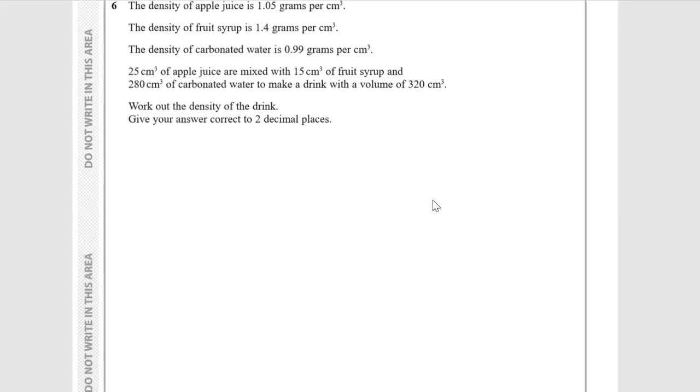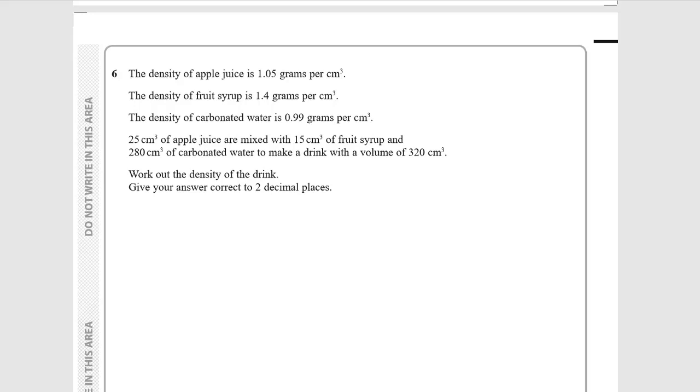Okay, the next question. Question 6. So we have density of apple juice, density of fruit syrup, density of carbonated water. So remember, I'm going to have my triangle, which is mass, density and volume. So we have that triangle. If I can write it out properly. This is D. This is B. Right, so essentially the question is work out the density of the drink.